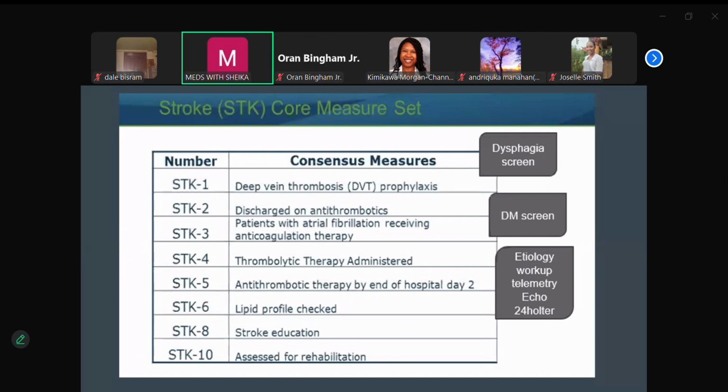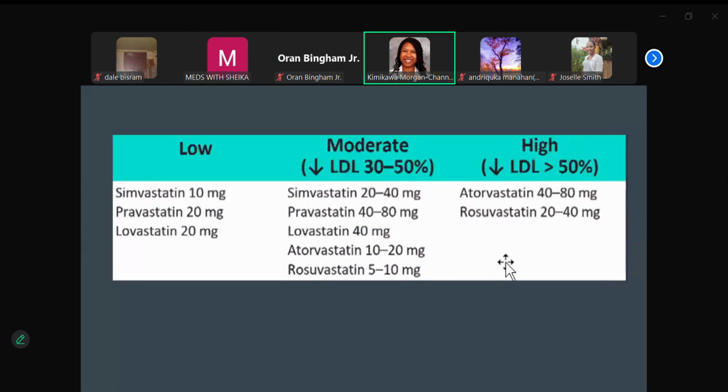Hi, Doc. The high dose statin is at 82. What's the dose? High dose is 40 to 80 atorvastatin or 20 to 40 rosuvastatin. This section here, guys.